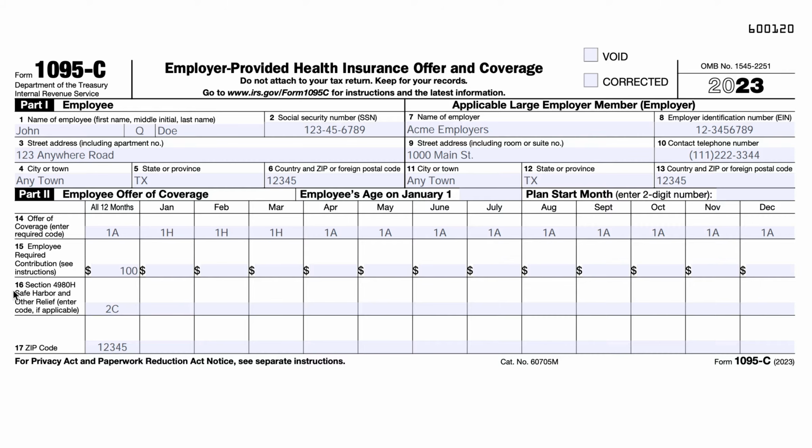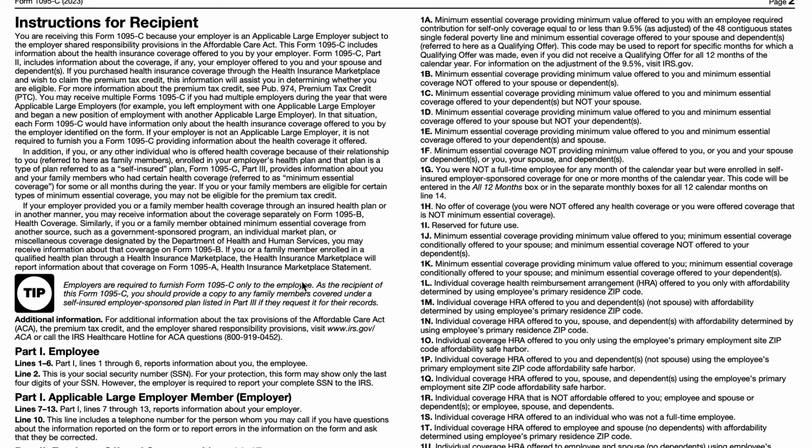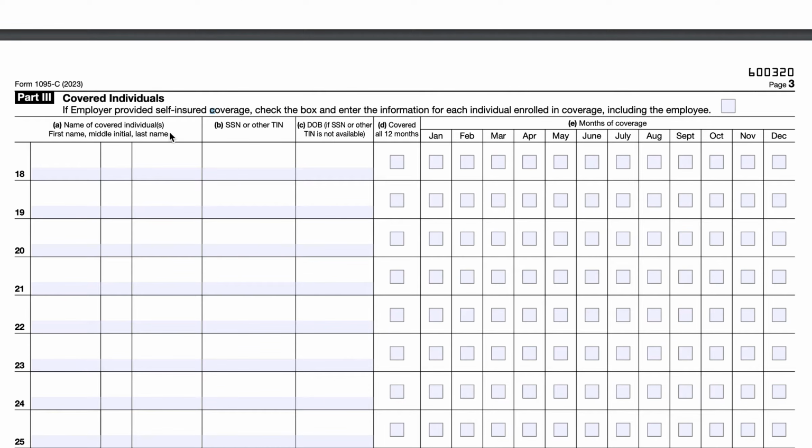So there are three parts to it. Part one is the employee and the large employer information. Part two is the offer of coverage. And then part three is the covered individuals under this plan.